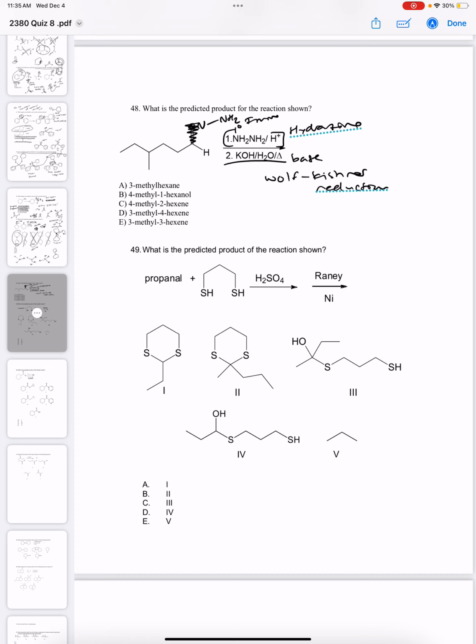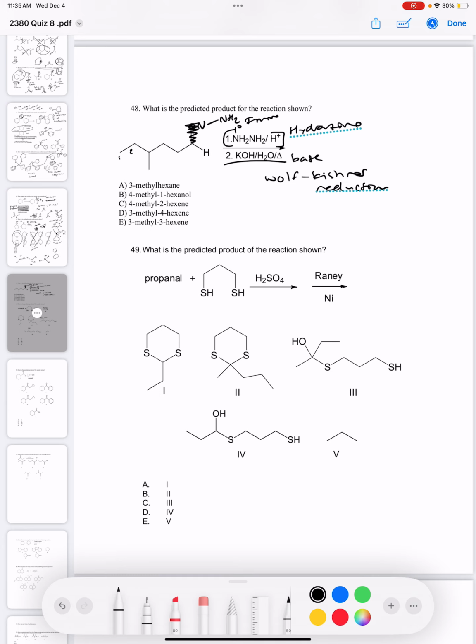So that leaves us with 1, 2, 3, 4, 5, 6. So it's a hexane of some kind. There's no alcohol, there's no double bond. So the only option is A.